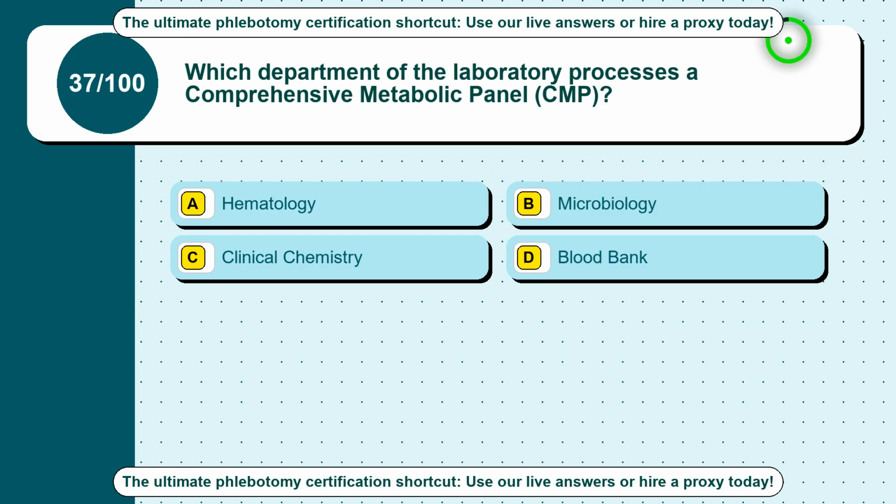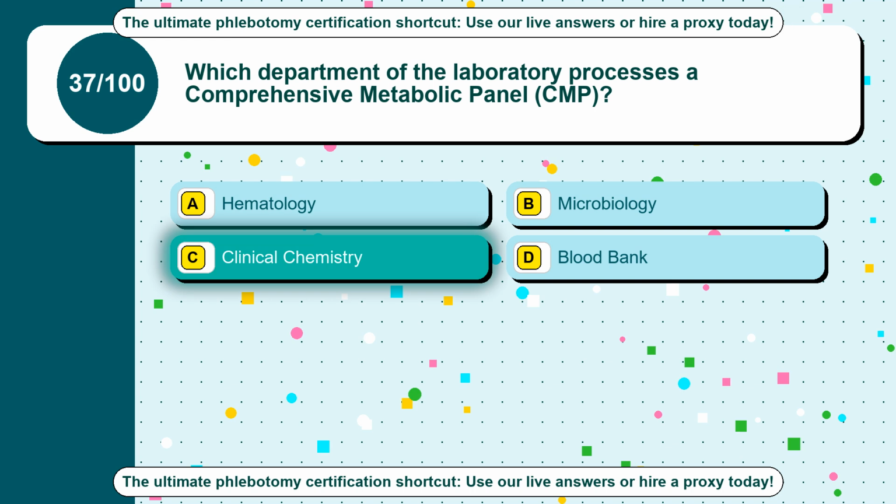Question 37. Which department of the laboratory processes a comprehensive metabolic panel, CMP? Option A. Hematology. Option B. Microbiology. Option C. Clinical chemistry. Option D. Blood bank. The correct answer is option C.